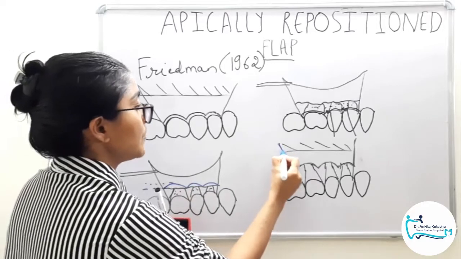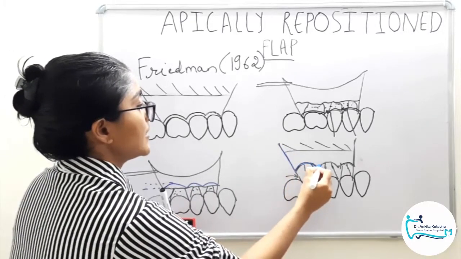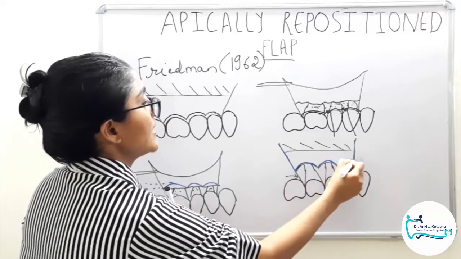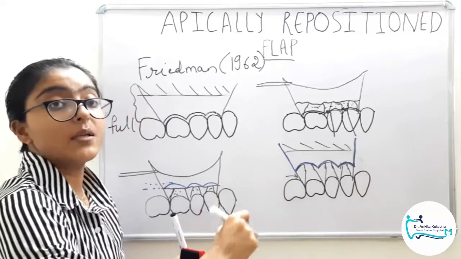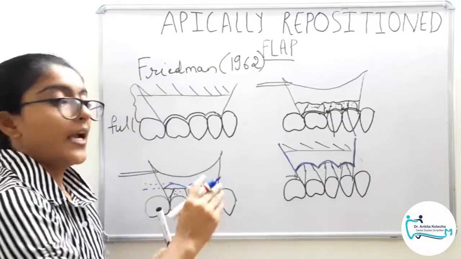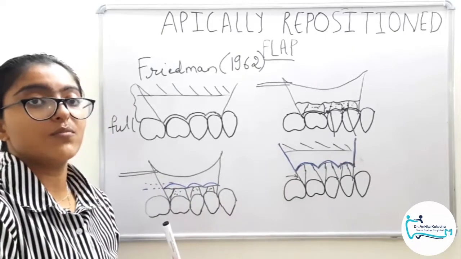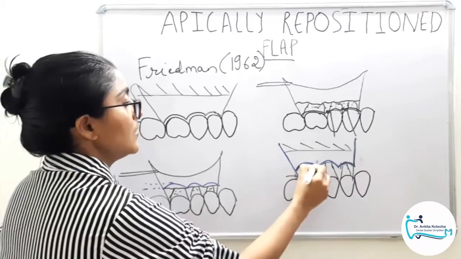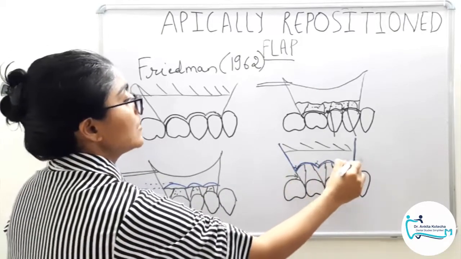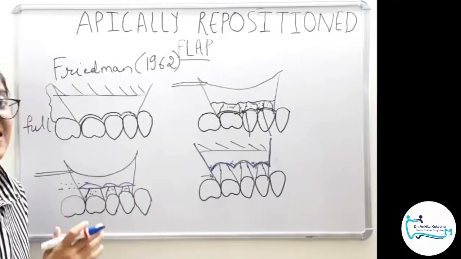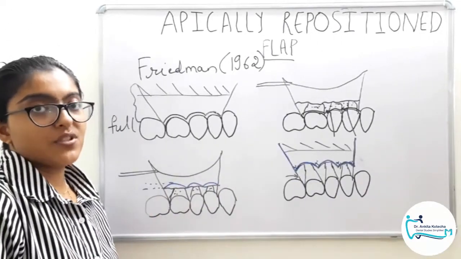So our flap is placed apically, that is the entire mucogingival complex is shifted apically so as to eliminate the pockets and also preserve the maximum tissues. So this is how our post-operative site looks like. This completes the technique apically repositioned flap.